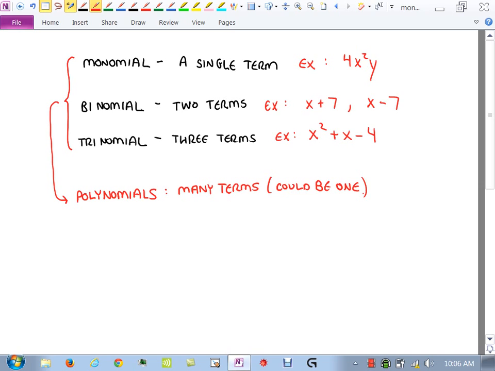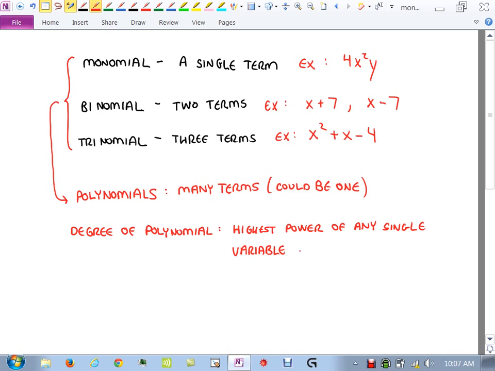Now, we also have what's called the degree of the polynomial. Okay, so I'm going to put that under here. The degree of a polynomial is the highest power of any single variable in any term. Let's say in any term instead of a term. Any term.